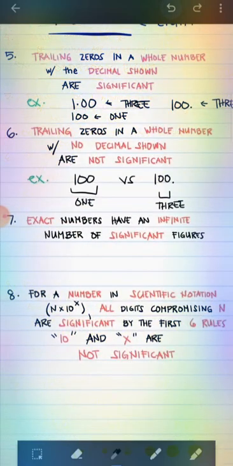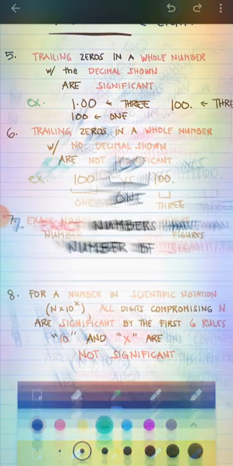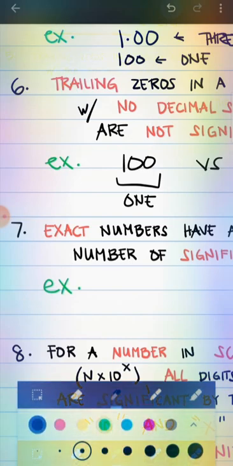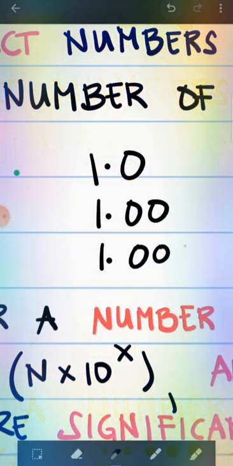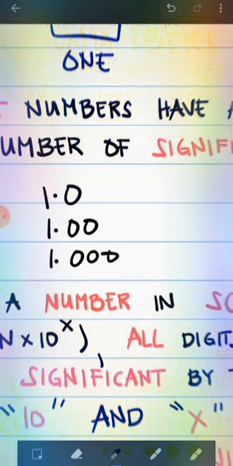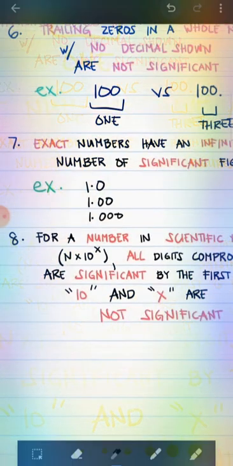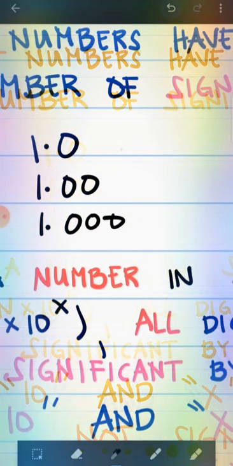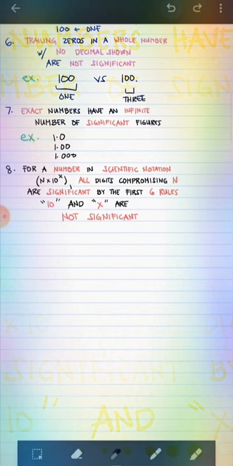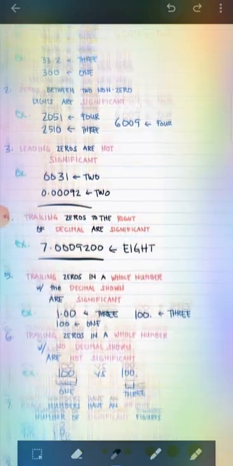And then, rule number 7. Exact numbers have an infinite number of significant figures. Examples of this are 1.0, 1.00, 1.000. It depends on how many zeros we want if it is exact, or in other words, the decimal point is shown, just like these examples. The last rule, rule number 8: for a number in scientific notation, n times 10 to the x, all digits comprising n are significant by the first 6 rules. So these are the rules from 1 to 6.